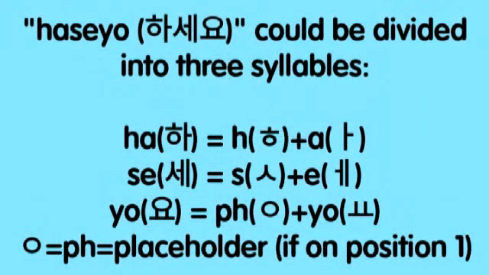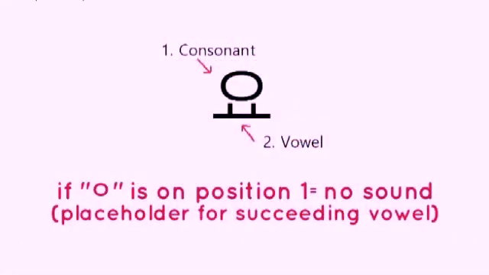The second part of the expression 안녕하세요 has an ieung character on the third syllable, yo. Since ieung is in position 1, it has no sound and it only serves as a placeholder.